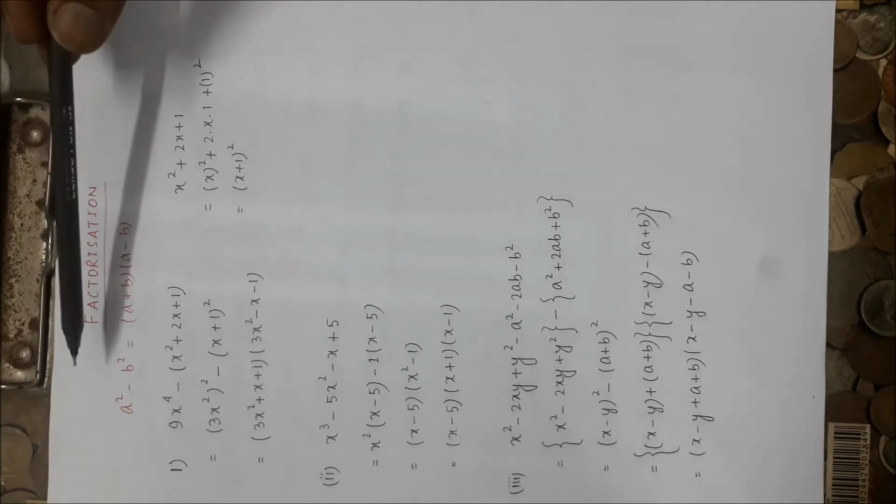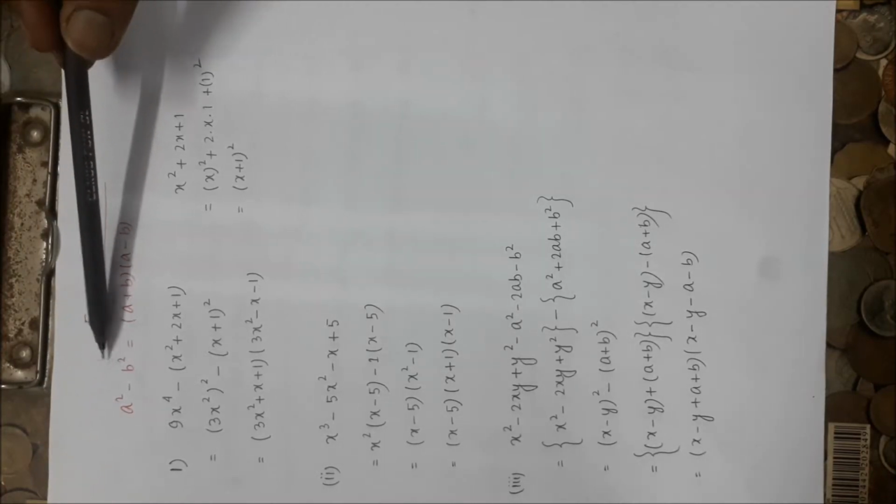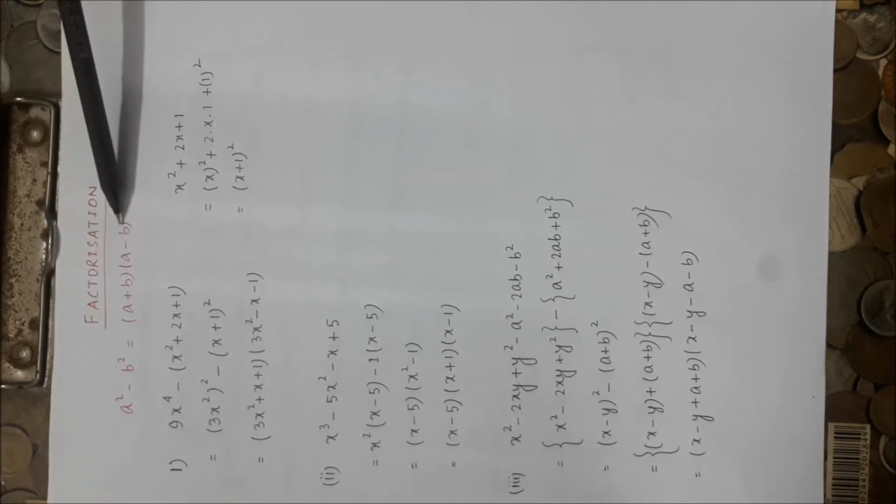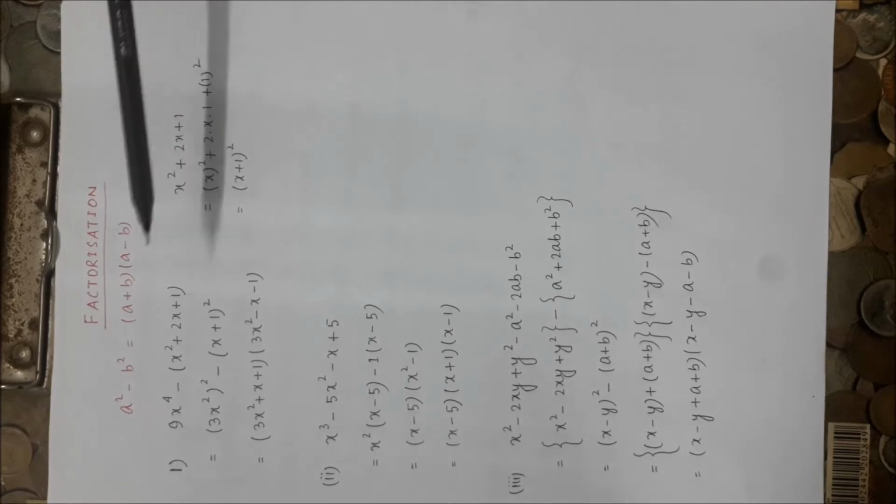Hello, students. Today we continue our discussion on the chapter factorization. We are discussing application of the formula a square minus b square equals a plus b into a minus b. First problem is 9x to the power 4 minus (x square plus 2x plus 1).